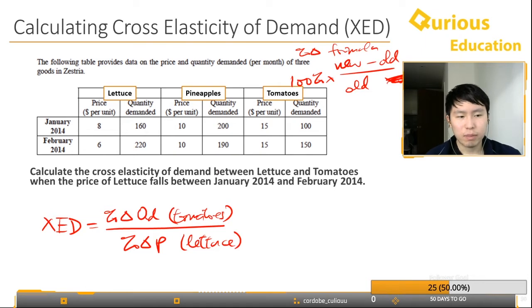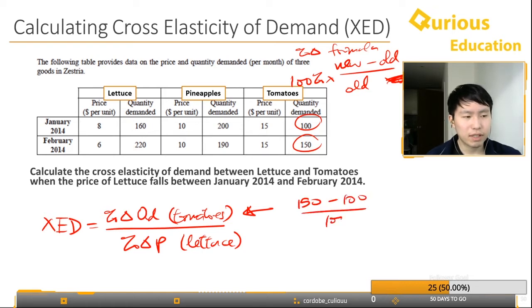So first we want to calculate the percentage change in the quantity demanded for tomatoes throughout this period after the price of lettuce has decreased. So we can see the quantity demanded for tomatoes has increased from 100 to 150. So we just do the new value, which is 150, minus the old value of 100, and then we divide that by 100 times 100%, then that's going to be what? 50 divided by 100, 1 over 2, so that's plus 50%.